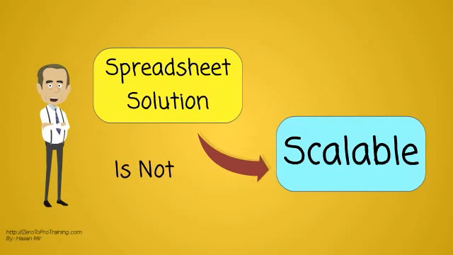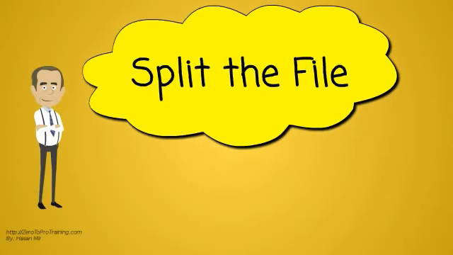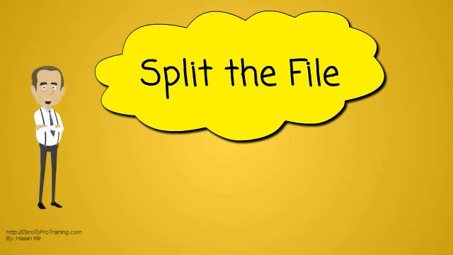Small amount of data has a tendency to turn into a large amount of data. A spreadsheet solution is fine when you have 100 records. It may not work if you have 2 million records. You have to split up the file into multiple subfiles. This will create a problem of speed. It will take you a long time to find a record.